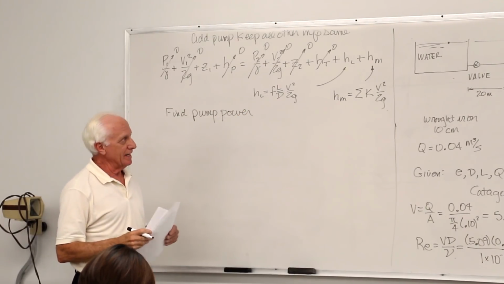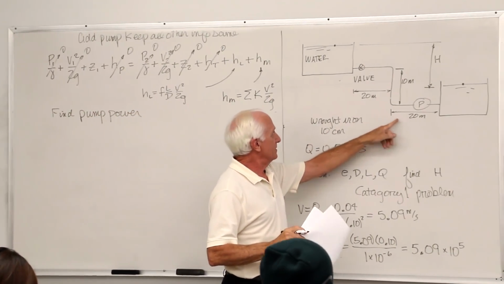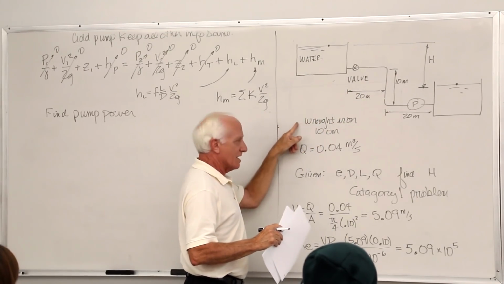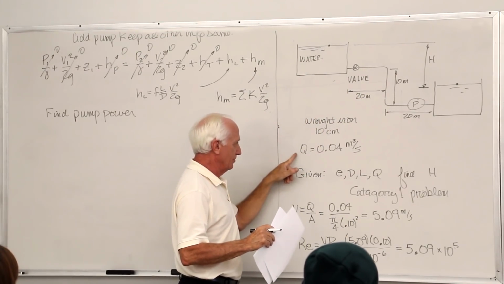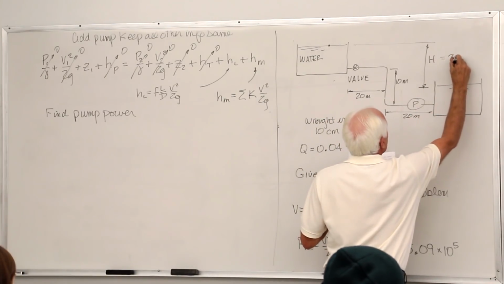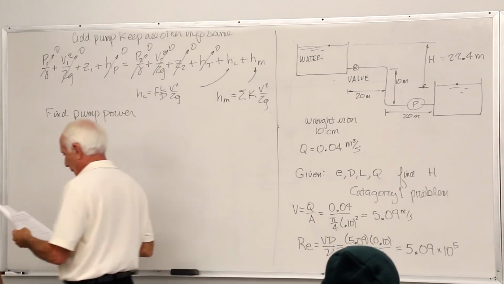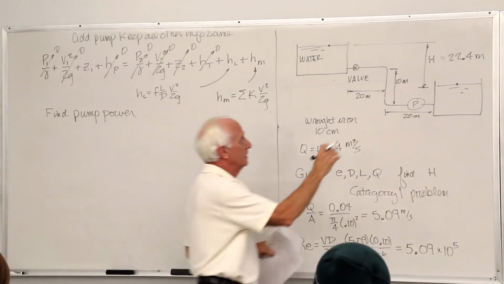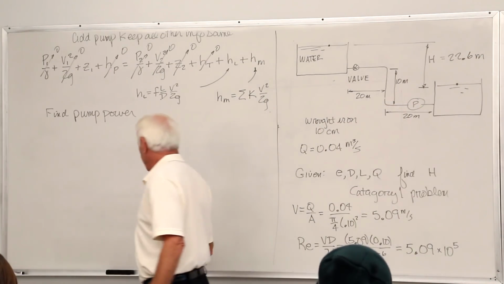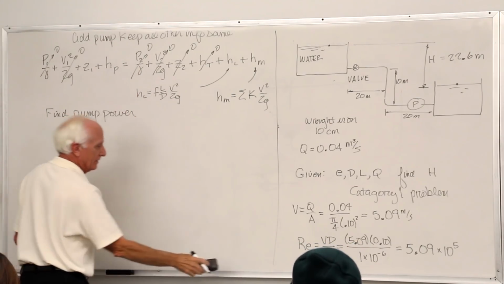Okay, start again. There's a picture. Yes, valve, yes, water, yes, wrought iron, yes, 10 centimeters, yes, Q, yes, and now H, 22.4 meters. 22.6. Okay. Go back here, say, you know what, I can't do this now. There's a pump in there. Leave that guy in there.